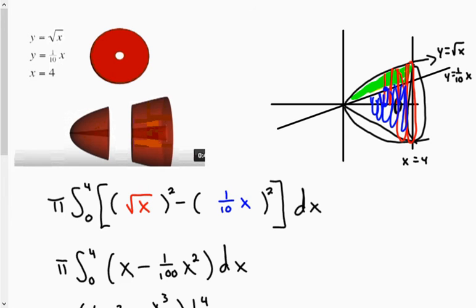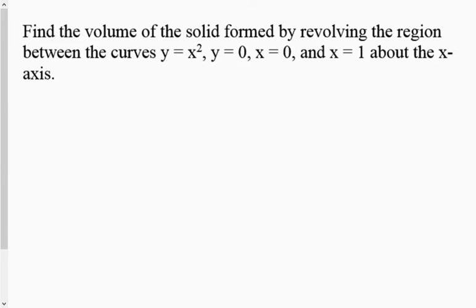All right. Let's do some examples like this one right here. Let's find the volume of the solid formed by revolving the region between the curves y equals x squared, y equals 0, x equals 0, and x equals 1 about the x-axis. Okay, so another one about the x-axis.